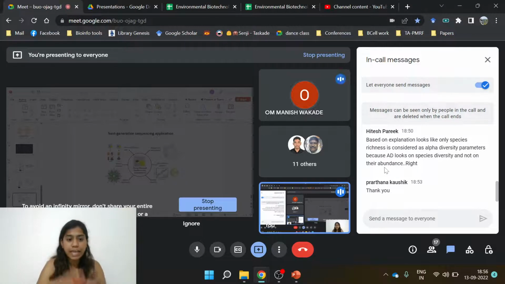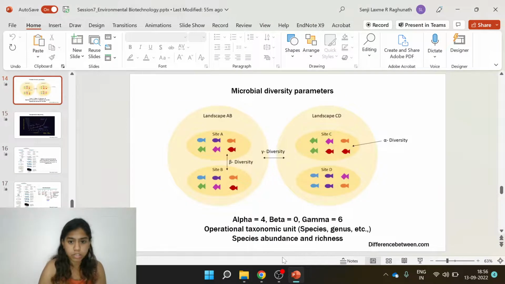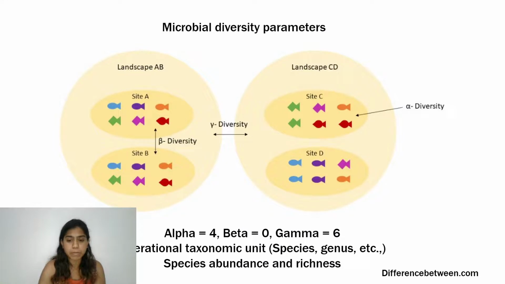So if you're given a diagram like what I showed here, like this particular diagram, you should be able to calculate the alpha, beta, and gamma values for any OTU that we are looking at, let's say species or genus.